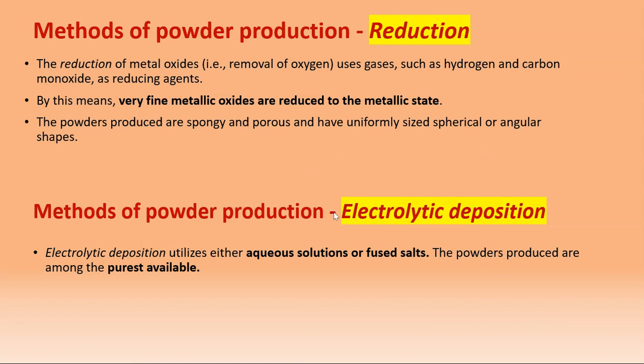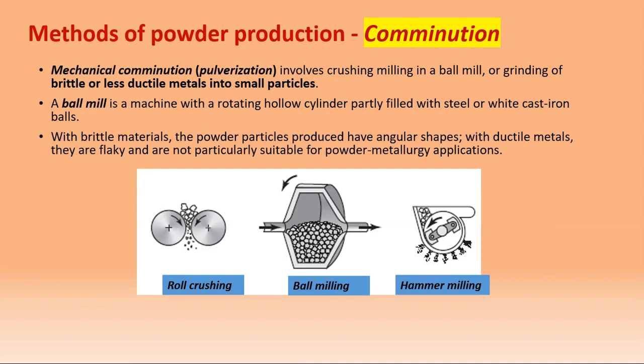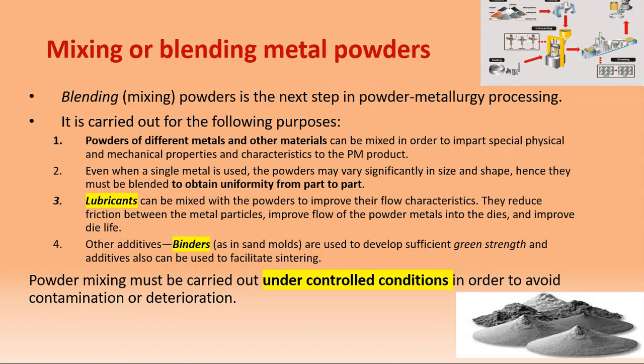The other powder production process is electrolytic deposition, in which they use an aqueous solution or fused salt, and these are the purest powders available. And then the last one is comminution, in which they mechanically pulverize the metal, using roll crushing, ball milling, and hammer milling. This is usually for brittle material or ductile material.